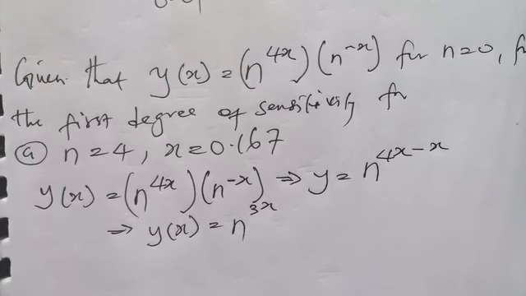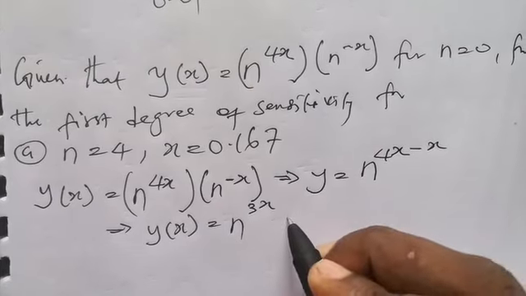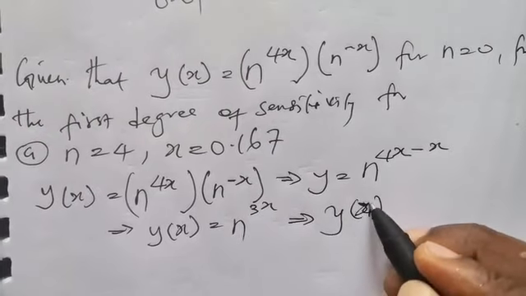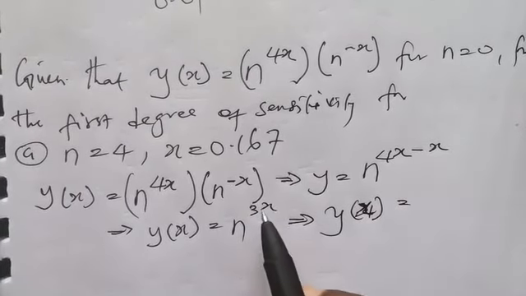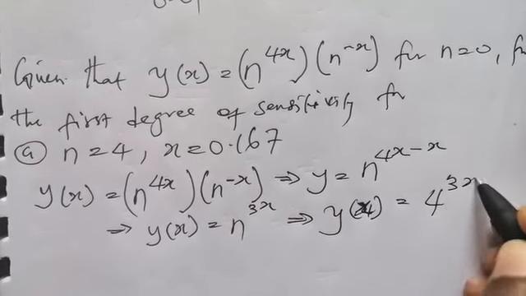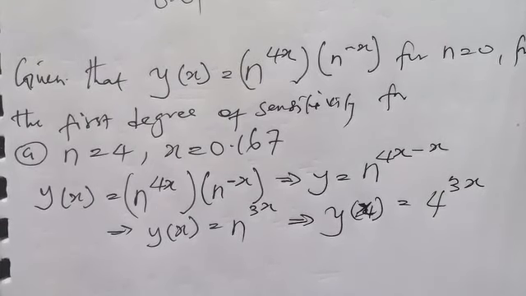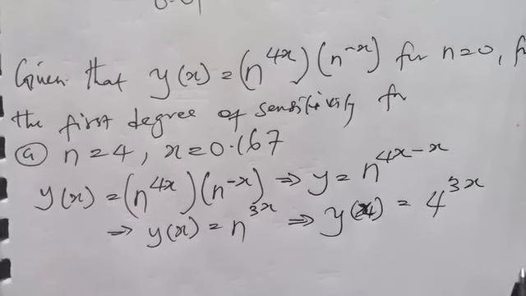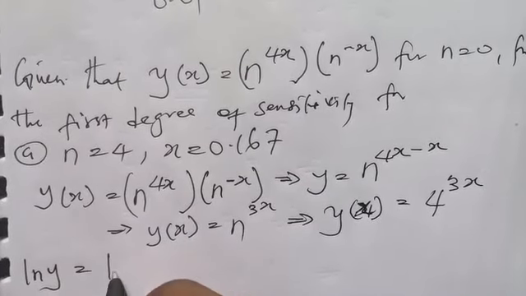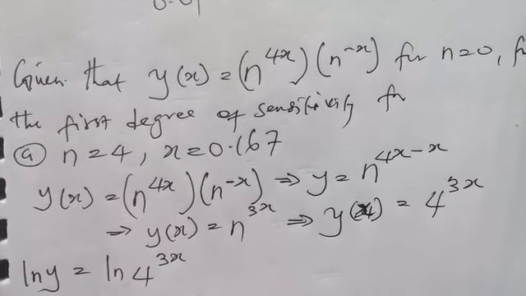Now you're being told n is equal to 4, x is equal to this. Before you find sensitivity, it means you have to first of all differentiate. So y(x) is equal to n to the power of 3x, and n now is simply 4. So I have 4 to the power of 3x. Now I have y to be a constant raised to a variable. So in order to differentiate this, I have to first of all take the logarithm of both sides. So I'm going to be considering the natural logarithm of both sides. Hence, I will have that ln y is equal to ln 4 to the power of 3x.